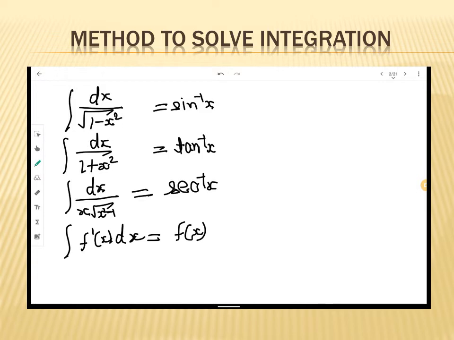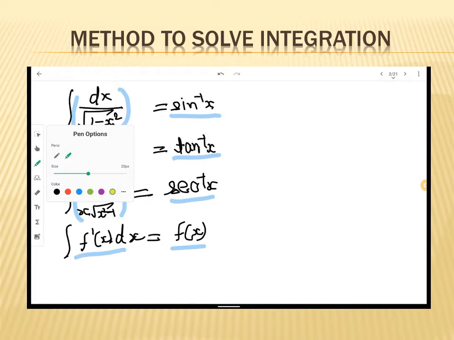integration of 1 by root under 1 minus x square, that is sin inverse x. Integration of 1 by 1 plus x square is tan inverse x. Integration of 1 by x into root under x square minus 1 is sec inverse x. Integration of f dash x dx is f x.